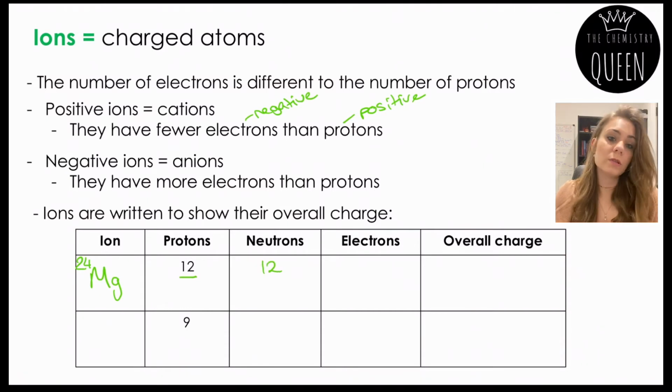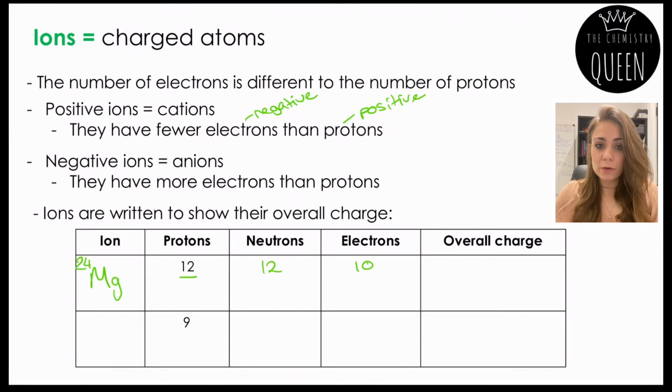Now, the neutrons aren't going to be very helpful when we're looking at ions because neutrons don't have a charge, they have no overall charge, so they do not contribute to the overall charge of the particle or the atom. Now, when magnesium reacts to form an ion, it loses its 2 outer shell electrons because it's in group 2, so it has 2 outer shell electrons. When it reacts, it loses its outer electrons, therefore it's left with 10 electrons when it forms an ion.